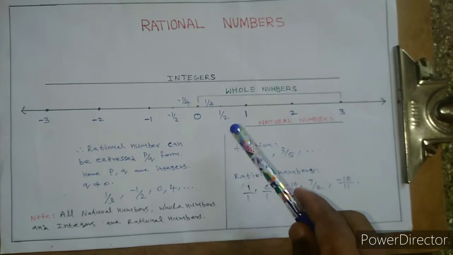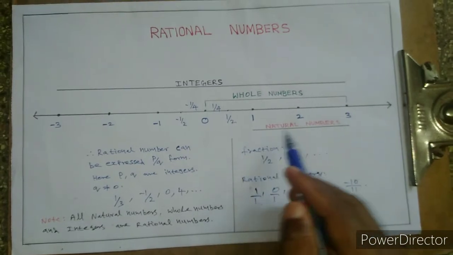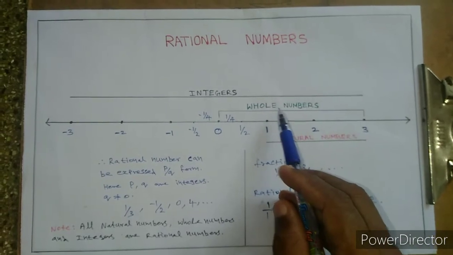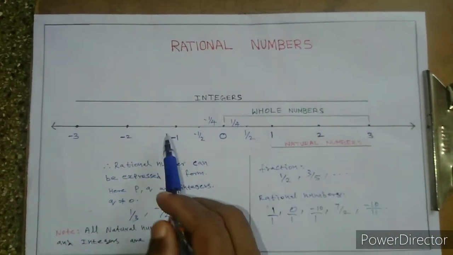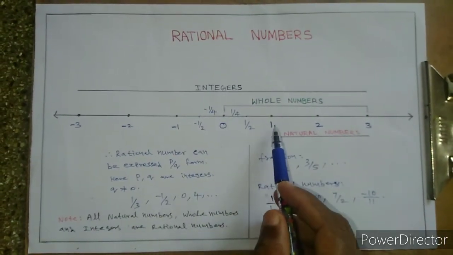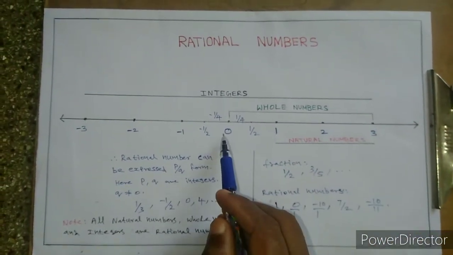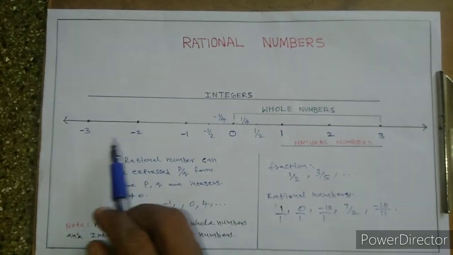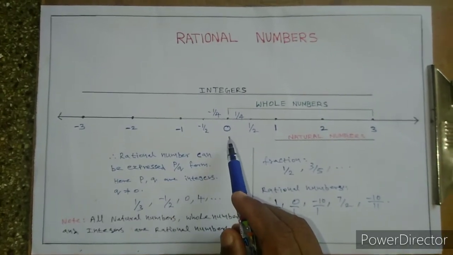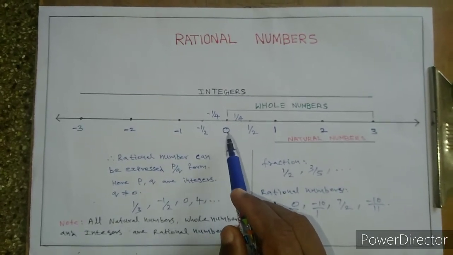Recap. The counting numbers 1, 2, 3 and so on are called natural numbers. The natural numbers with 0 are called whole numbers. The whole numbers with negative numbers are called integers. The right side of the 0, 1, 2, 3 and so on, is called positive integers. The left side of the 0, minus 1, minus 2, minus 3, is called negative integers. 0 has no positive and negative sign. Therefore, 0 is called a neutral number.